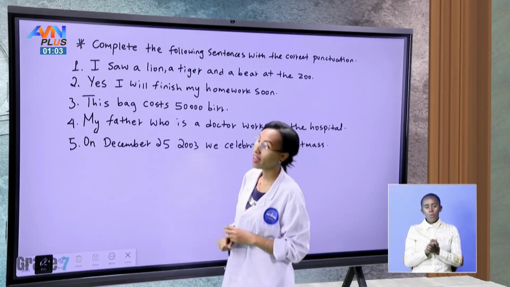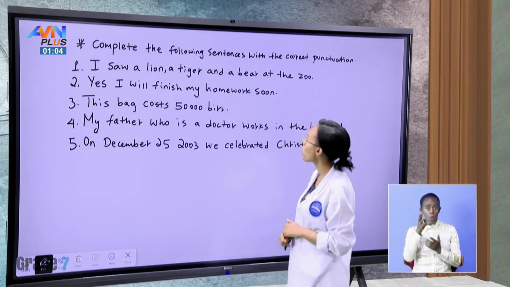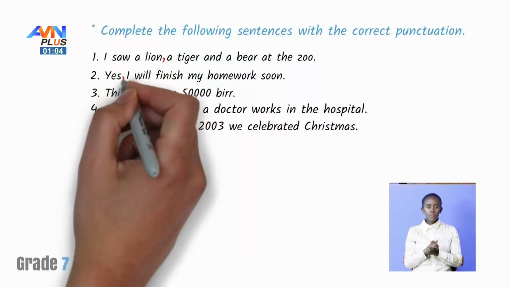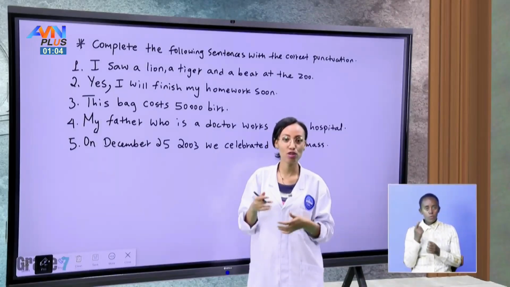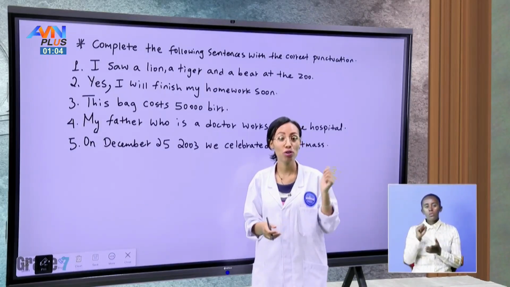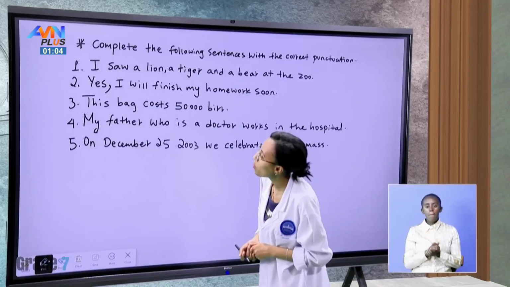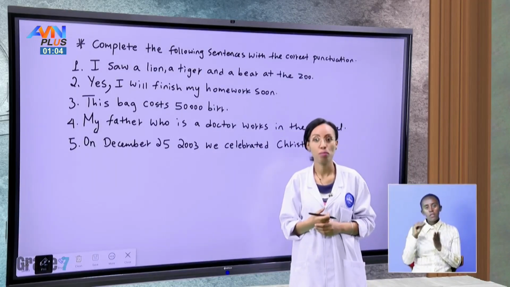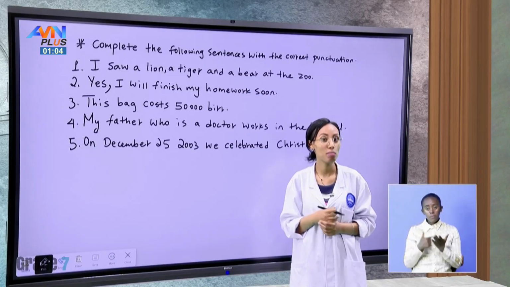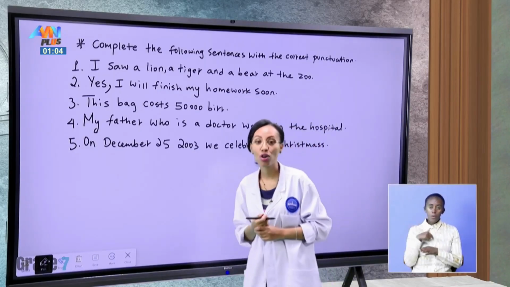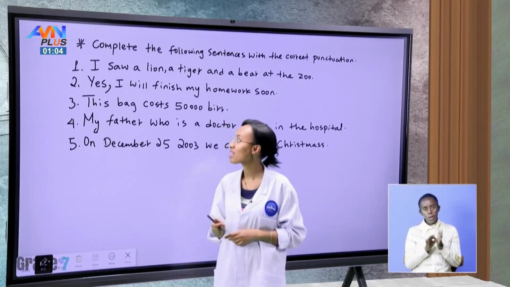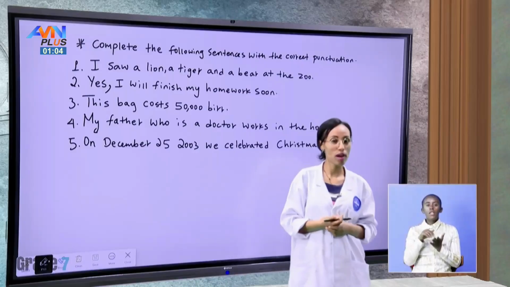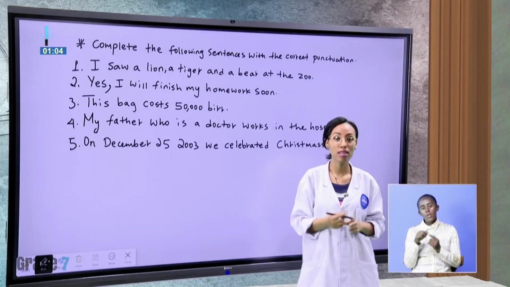Okay, number 2. Yes, I will finish my homework soon. After yes or no, we use what? Comma. It is usually a yes or no question. With a yes or no question, we use comma. Okay, number 3. This bag costs 50,000 birr. So this is a number. Earlier we said we use comma to separate numbers and dates. That is the case. If in the middle of 50,000, we use what? Comma to separate the numbers.